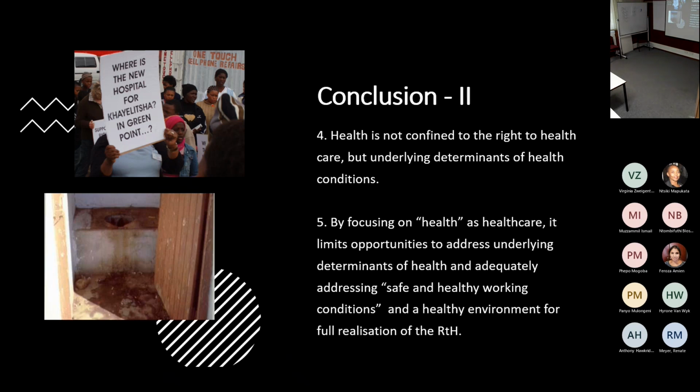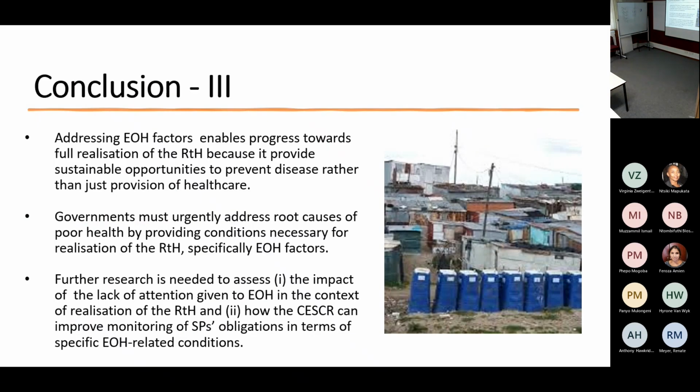It is also limiting the opportunities for state parties to address safe and healthy working conditions and a healthy environment for the full realization of the right to health as defined in GC14, which is the highest attainable standard of health, and includes the right to food, water, a safe and healthy environment, and all those issues. So addressing environmental and occupational health factors enables progress towards full realization of the right to health, because it provides sustainable opportunities to prevent diseases rather than just the provision of healthcare.